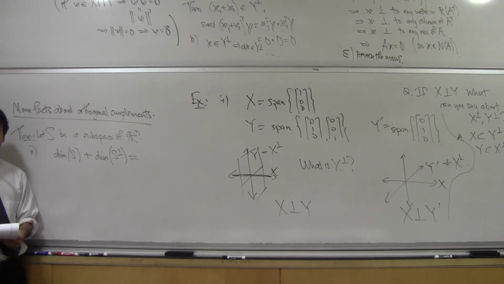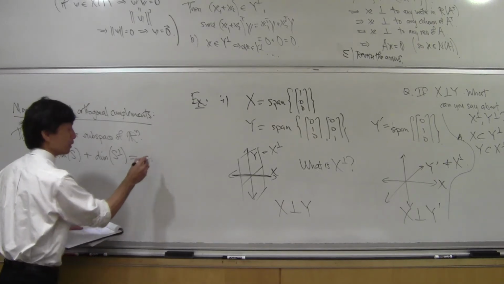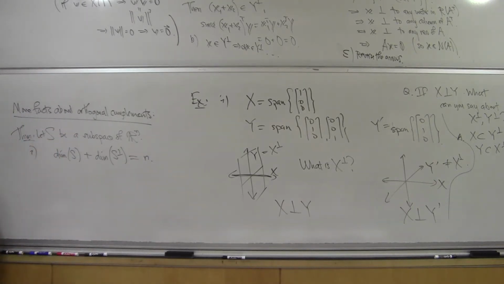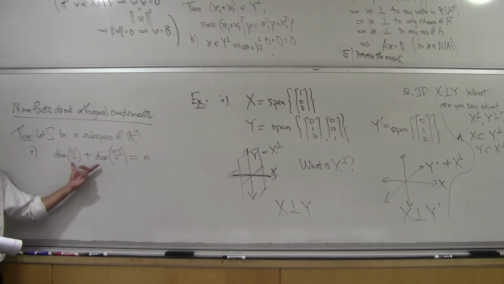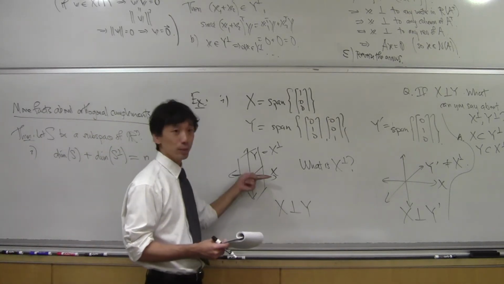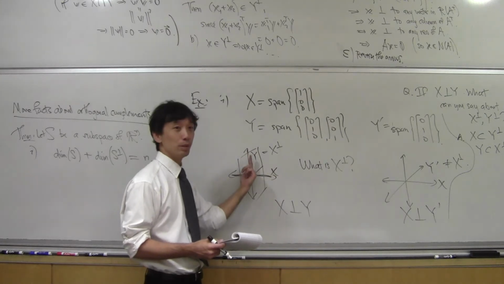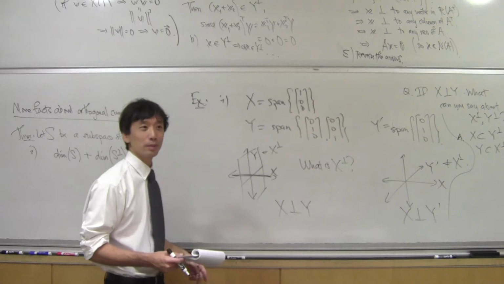Yeah, N is the answer. N is the answer. That's right. The dimension of S and the dimension of S perp add up to N. So remember we had this guy right here. X was one-dimensional, X perp was two-dimensional, those add up to 3. 3 is the dimension of the ambient space. Okay.